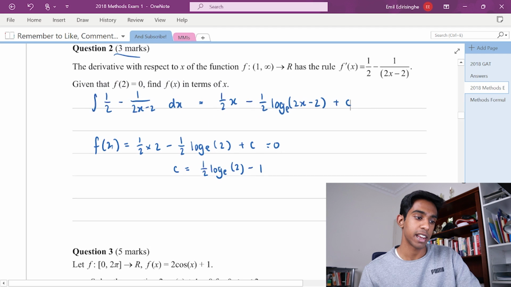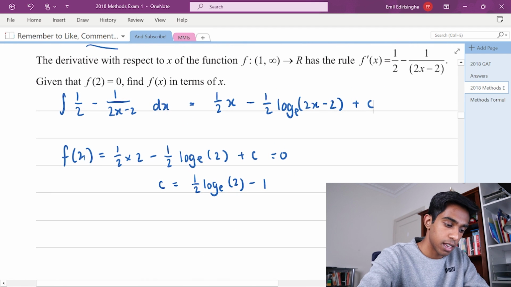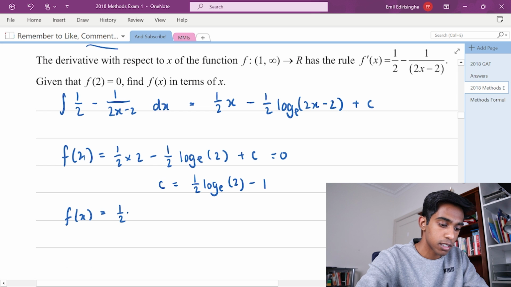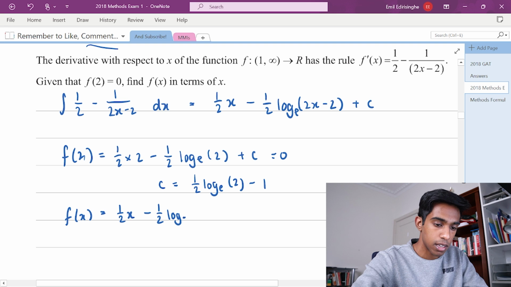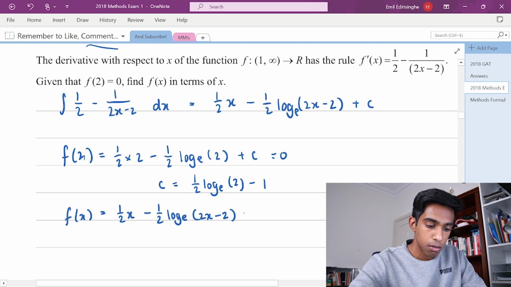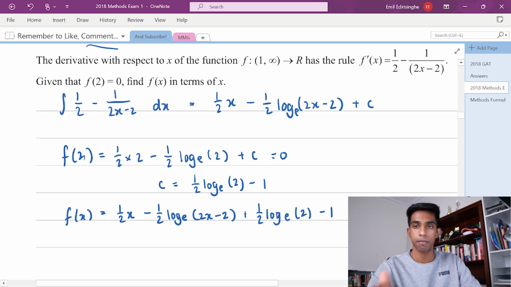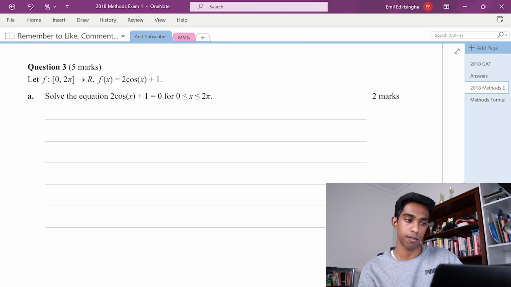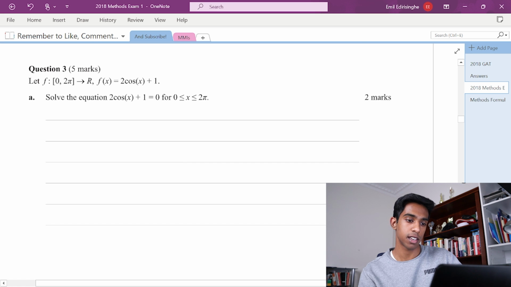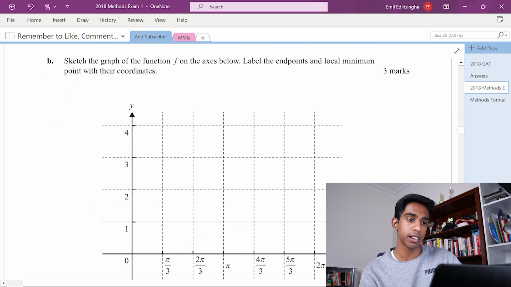Then from this we can get our final equation, which is going to be f of x is equal to 1/2 x minus 1/2 log e 2x minus 2 plus 1/2 log e 2 minus 1. And I just leave this like that. Okay, so now we're doing question 3. I see it's worth 5 marks and there's 2 parts, and I think the next part is a graphing part.